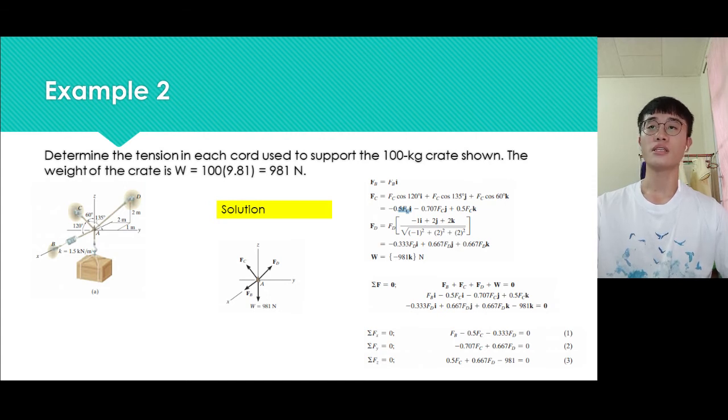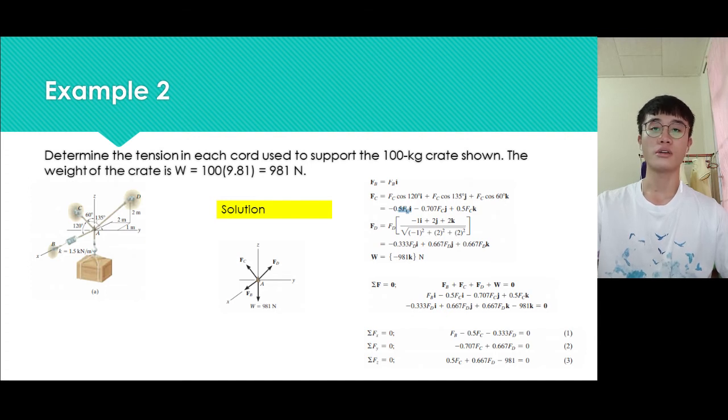While for the force vector D, we need to find the coordinate at point D first, which is -1, 2, 2 for the Z, and we can convert it into Cartesian form and divide it by its magnitude to get the unit vector AD. Multiply with the unknown FD, which is the desired magnitude, to get the equation of the force vector in Cartesian form. While the magnitude of the weight is 981 Newton in the negative k direction, so we have to add the negative sign into the equation.